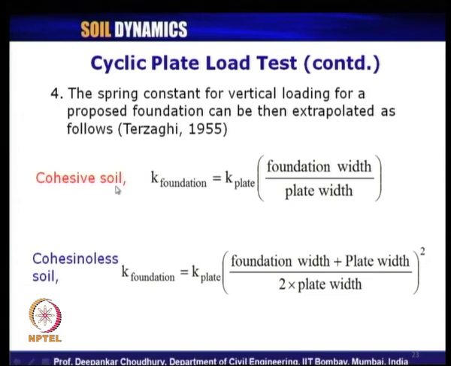For cohesive type of soil, the stiffness of the foundation, or spring constant of the foundation, is given by K of plate times foundation width by plate width. Whereas for cohesionless soil, the stiffness of the foundation is stiffness of the plate times foundation width plus plate width, divided by 2 times plate width, whole square.